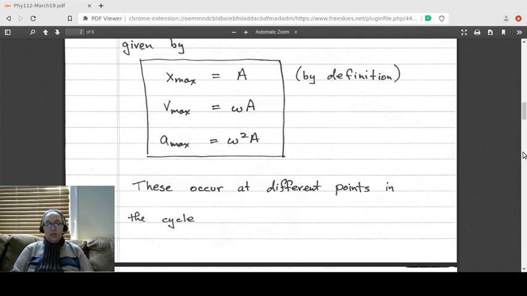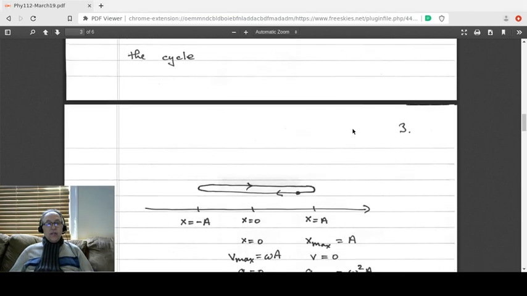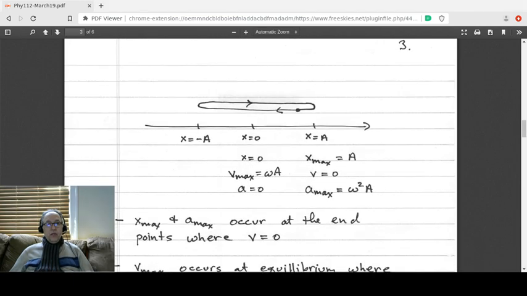And so you can see that there's a very simple pattern there. X max, v max, a max is A, omega A, and then omega squared A, okay? So where do these happen in the cycle? Well, they happen either at the endpoints or in the middle. Obviously, the maximum x happens at the endpoints because, by definition, that is the amplitude, okay?